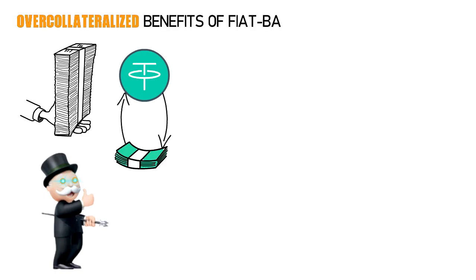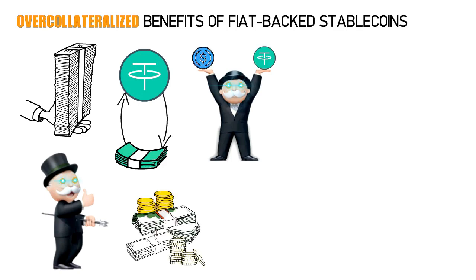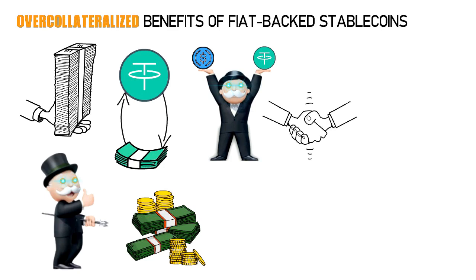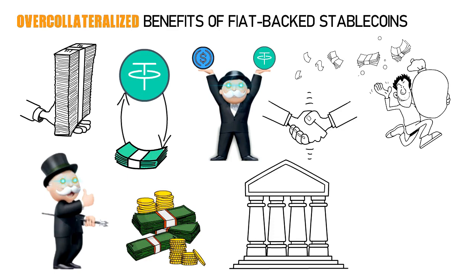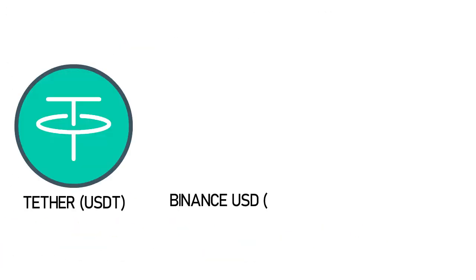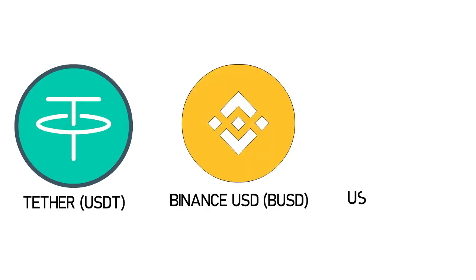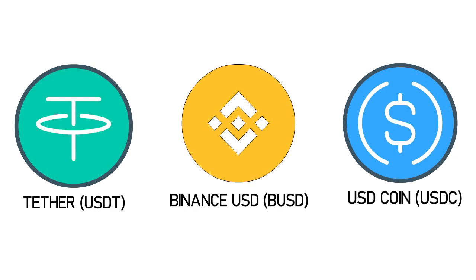The benefits of fiat-backed stablecoins are that they're generally considered the most stable and reliable type of stablecoin, as they're backed by a trusted and stable asset. However, they rely on trust in the issuer and the reserve of fiat currency held in custody. If the issuer mismanages the reserve or becomes insolvent, the stablecoin could lose its value. Examples of fiat-backed stablecoins are Tether, USDT, Binance USD, BUSD, and USD Coin, USDC. Some of these are considered safer than others, which we will return to later in the video.